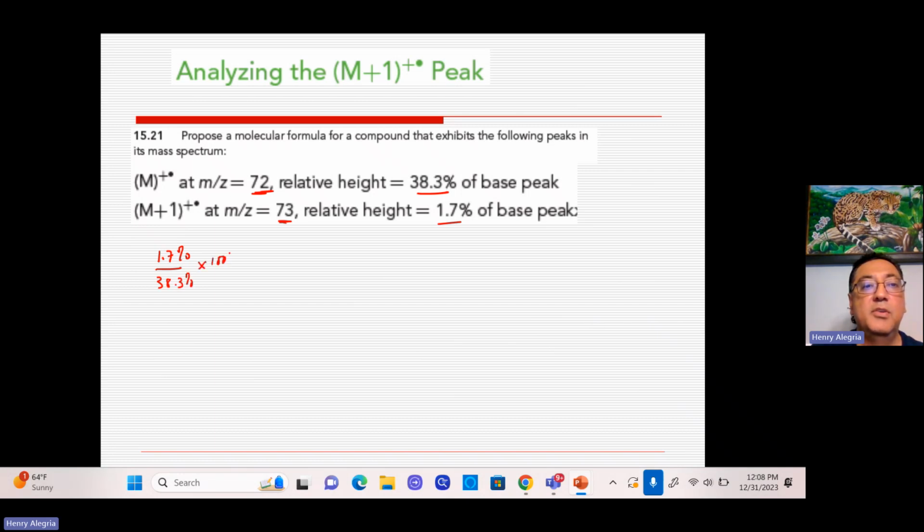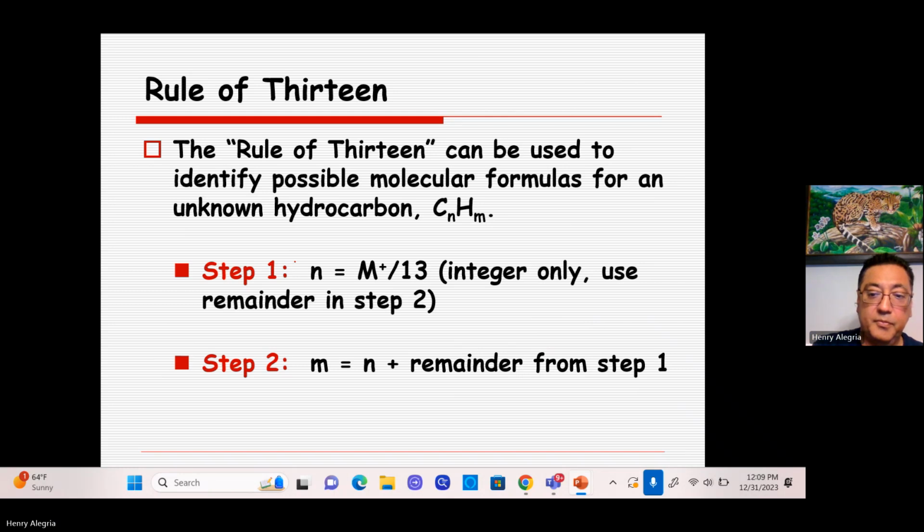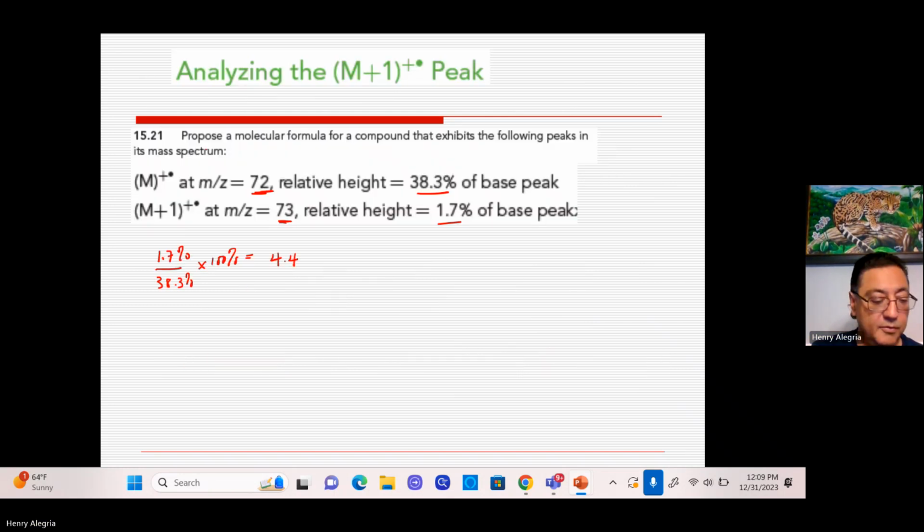So therefore, I multiply by 100% to get that percentage using my handy dandy cell phone. 1.7 divided by 38.3 multiplied by 100 to get percentage is 4.4. Let me do that again. 1.7 divided by 38.3 multiplied by 100. Yeah, 4.4 percent. We now want to divide this 4.4% by 1.1 because that's what each carbon contributes.